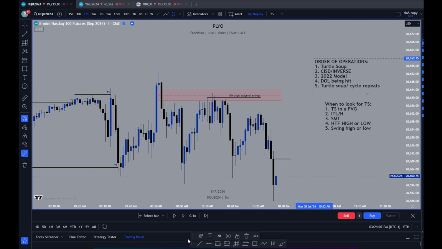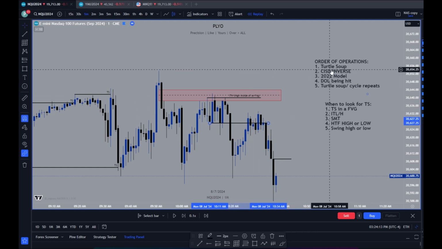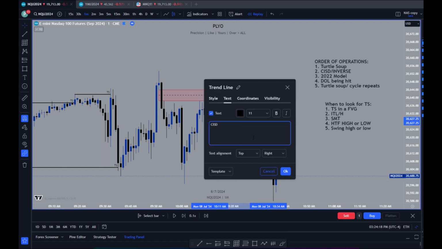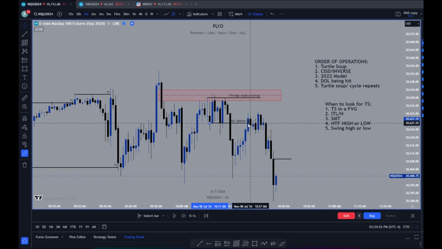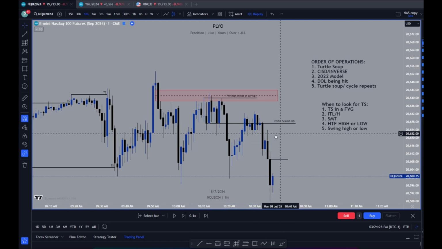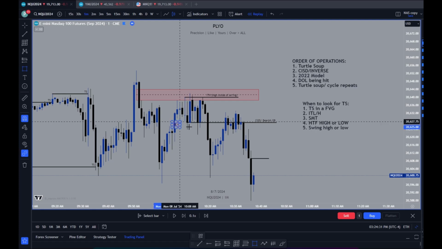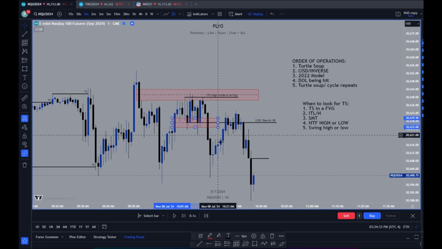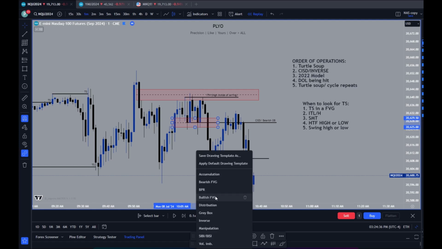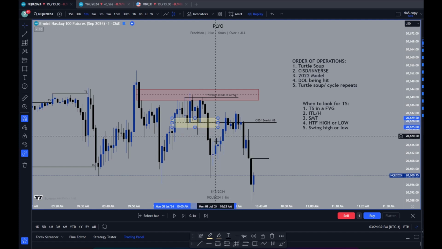To confirm the turtle soup, we need a change in state of delivery, because that's the order here. We get a turtle soup, followed by a change in state of delivery, which confirms the turtle soup. So we have a CISD in the form of a bearish order block. What should happen after the CISD? Well, we should expect an inverse, or maybe the inverse will come before the CISD. In this case, it happens on the same exact candle, because you can see this big candle here close through the inverse, also giving us the CISD.